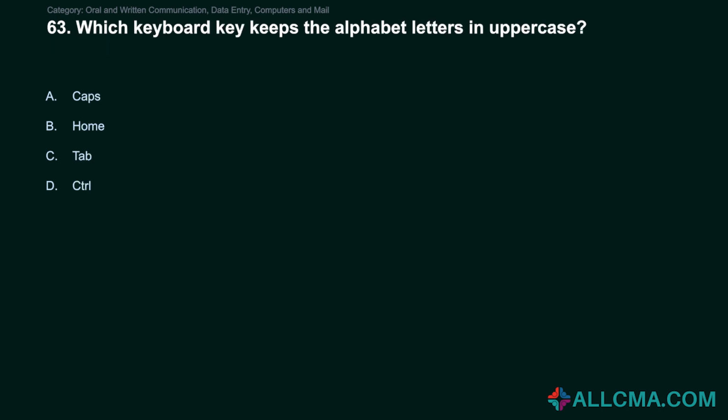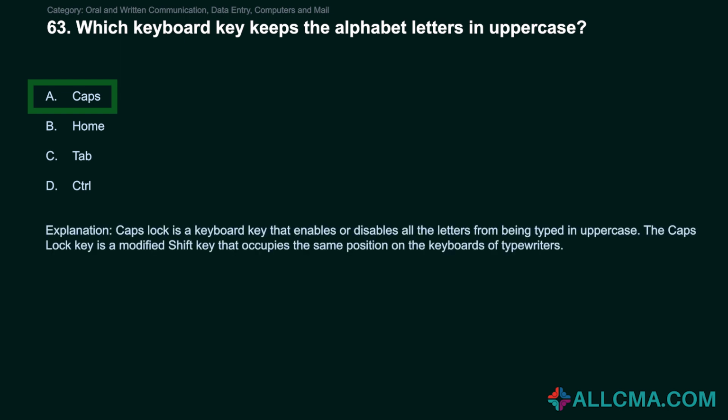63. Which keyboard key keeps the alphabet letters in uppercase? A. Caps. B. Home. C. Tab. D. Control. Correct answer, Caps. Caps Lock is a keyboard key that enables or disables all the letters from being typed in uppercase. The Caps Lock key is a modified shift key that occupies the same position on the keyboards of typewriters.